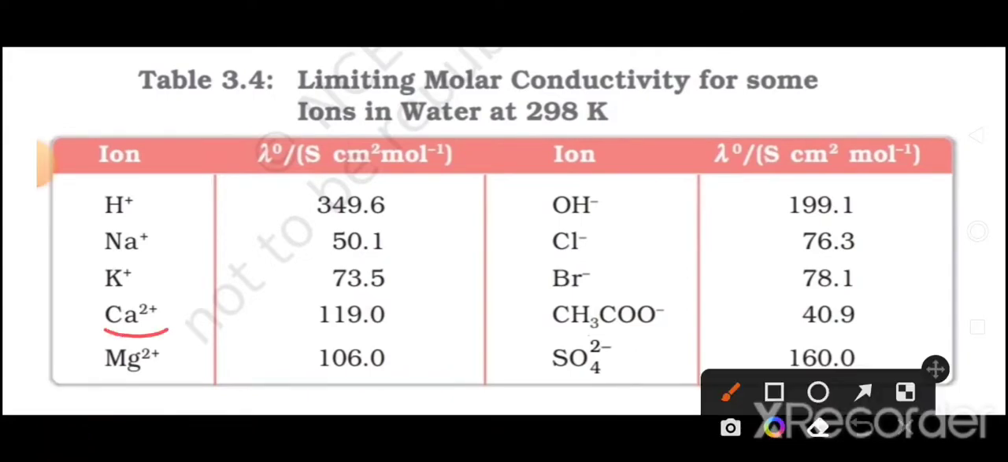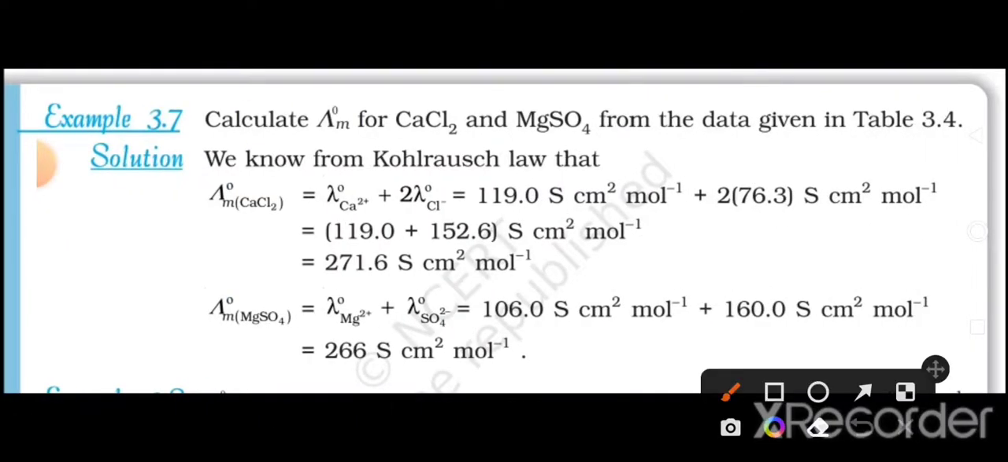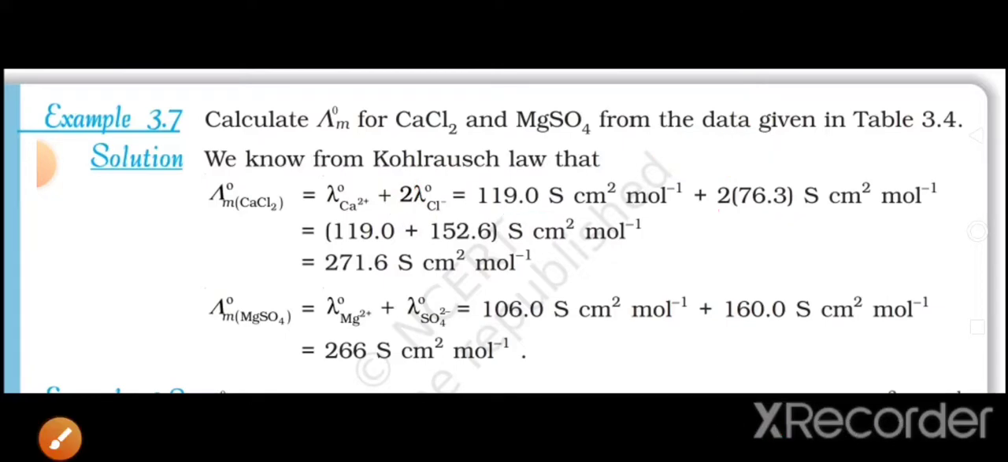In that table, for the calcium ion the lambda m naught value is given, and for the chloride ion the value is given. Taking these values, we can substitute them in the problem. We substitute the value for lambda m naught for the calcium ion, and twice the lambda m naught value for the chloride ion. Twice is important, because the formula of calcium chloride is CaCl2, so two chloride ions are there and we multiply by 2 here. Then we make the calculation and get the answer.